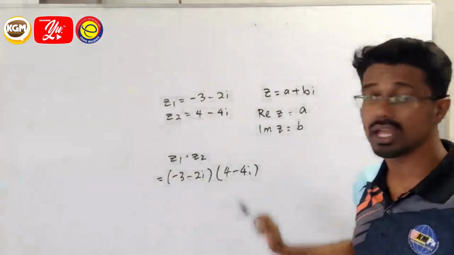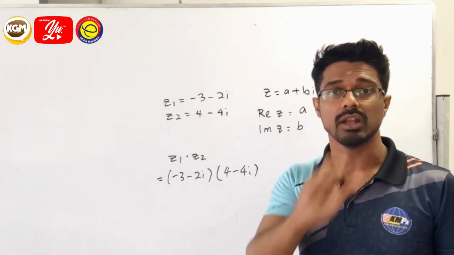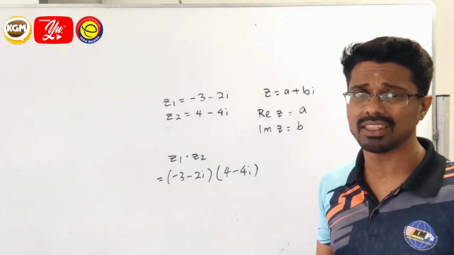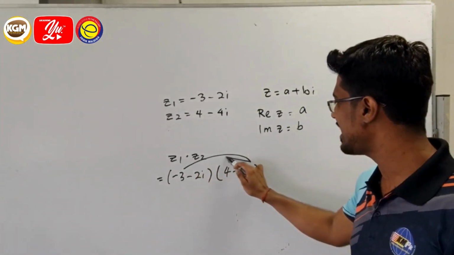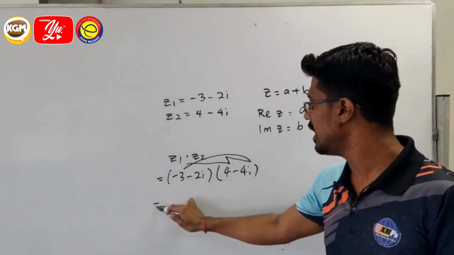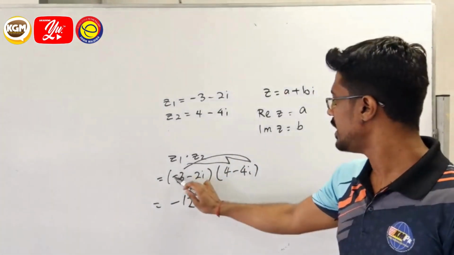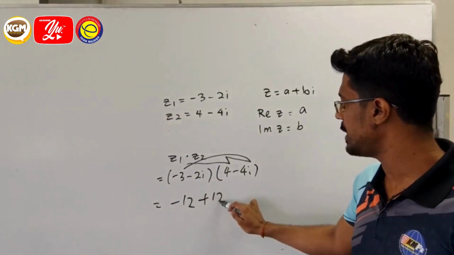When you see two brackets like this, it should remind you of what you did in your secondary school. Basically, we're just going to use the claw method. Claw method means you go and expand like that, like that. So here, negative 3 times 4 will be negative 12. Negative, negative is going to be positive, so that is going to be 12i.